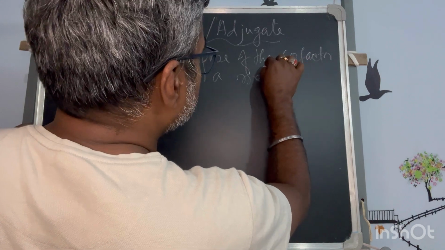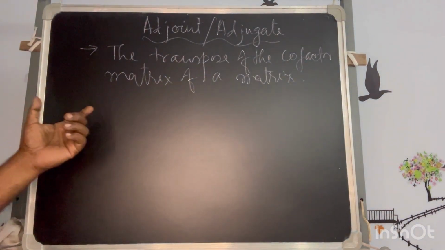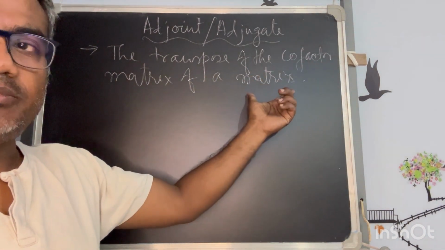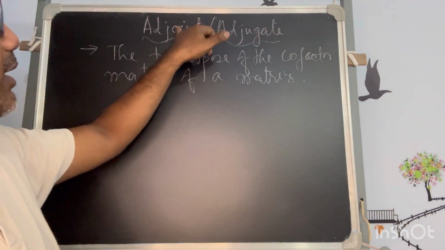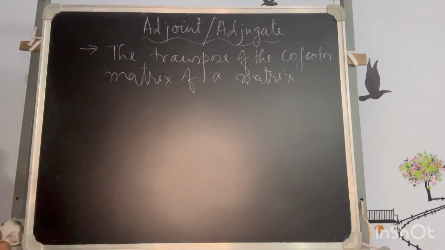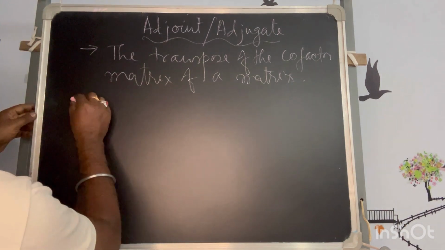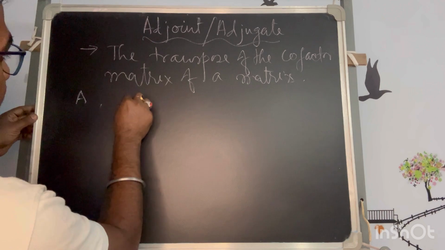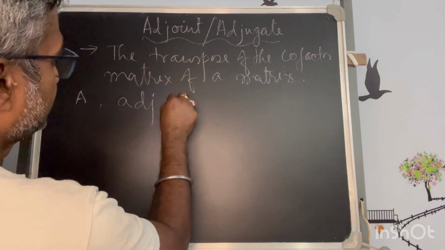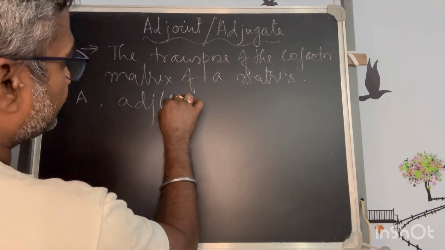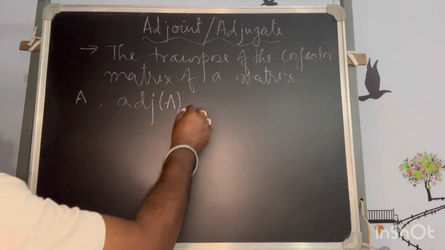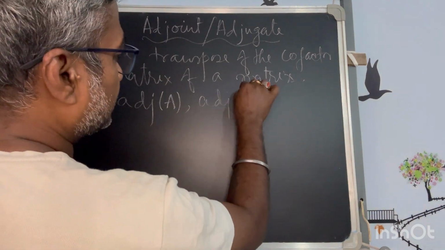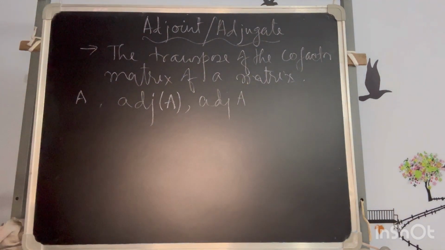So what do I find first? I have to find the cofactor matrix of any matrix. Then we have to do the transpose. Then the adjoint of the matrix is available. So adjoint of the matrix A is represented by adjoint, and you can put it inside a bracket, or simply put it in the form of adj A, that is also okay. So this is the representation of adjoint.